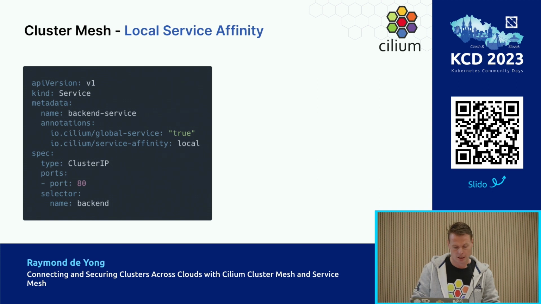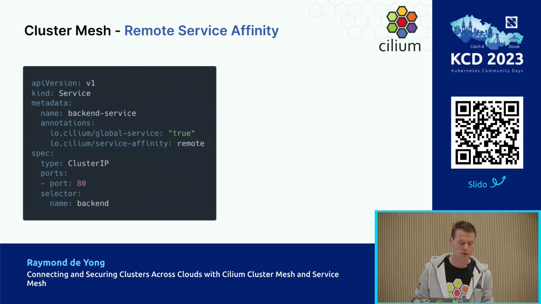How does it look like? So as I explained before, just a simple cluster IP service with global service and service affinity annotations. Depending on what you need, you would just annotate a given service in each cluster in the same namespace, with the same namespace name, same service name. And Cilium will then learn about the endpoints in each cluster and load balance accordingly. And this is an example of the remote annotation.